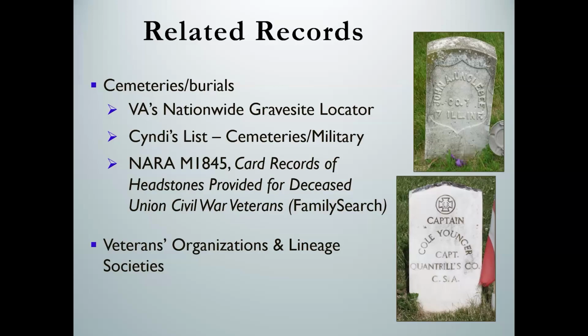If they were Union, they were members of the GAR, Grand Army of the Republic. They're going to have their service information in there. If there's a lineage society, we have one, I think one called the Sons of the Confederacy. So for you to be able to belong to one of these, you have to kind of prove that you directly come from a Civil War soldier. You've got the Union side and the Confederate side, and there are also the Daughters of Union Veterans of the Civil War.